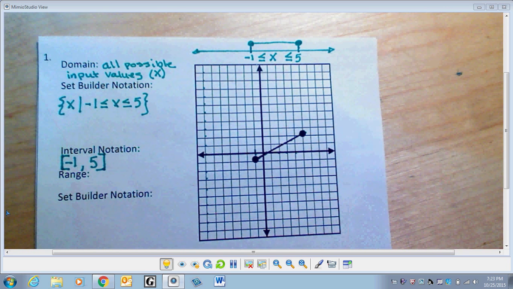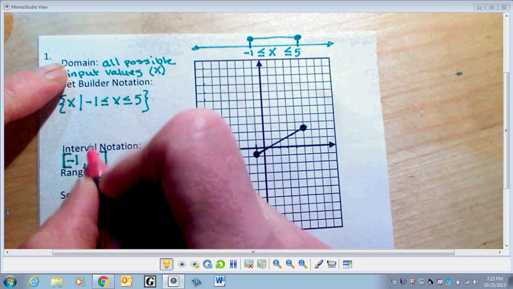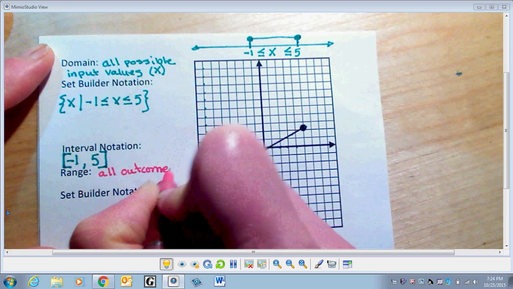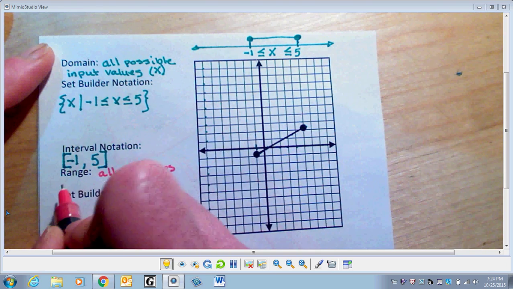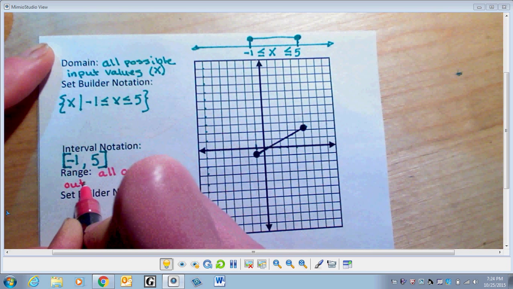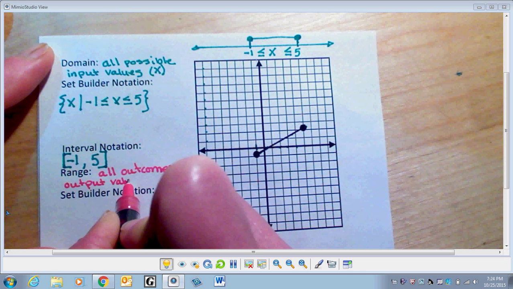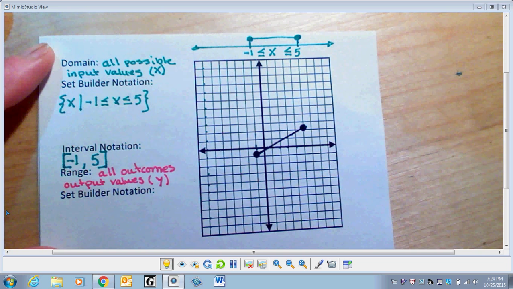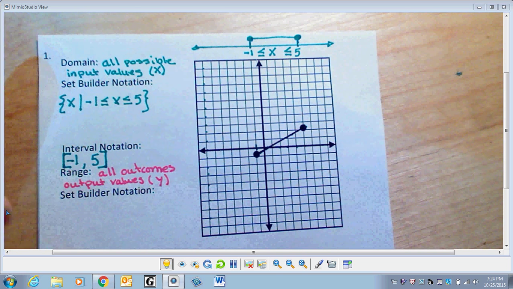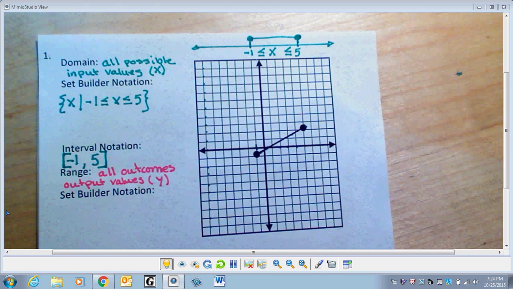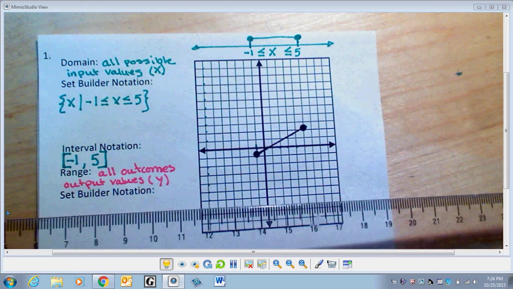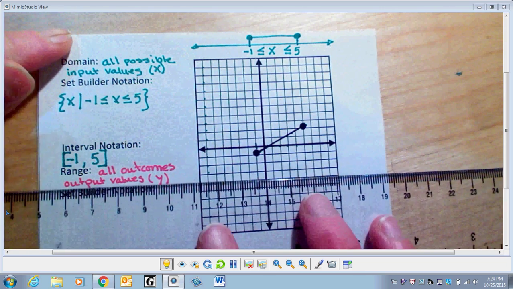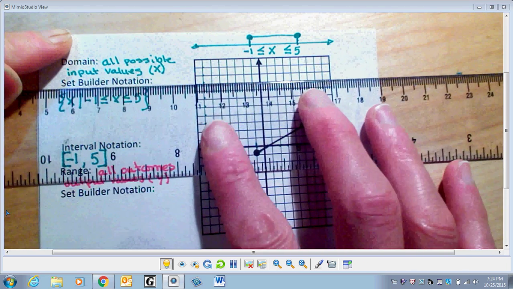Let's define what range is. Range means all outcomes. Okay? So that is my output values, which are my y values of a coordinate. So, just like we said, which way do we hold the ruler? We're always getting the value of y. So that means I always have to touch my y-axis when I'm looking for range. So when I hold my ruler this way, I am looking at all values of y.